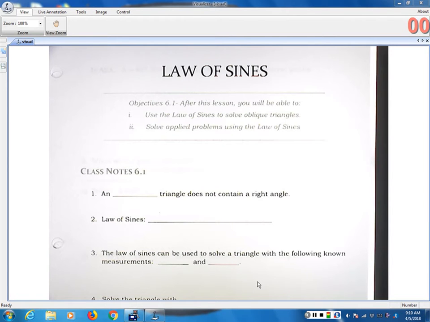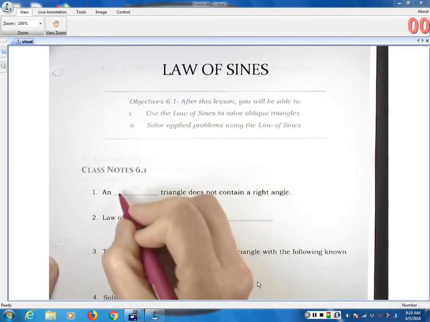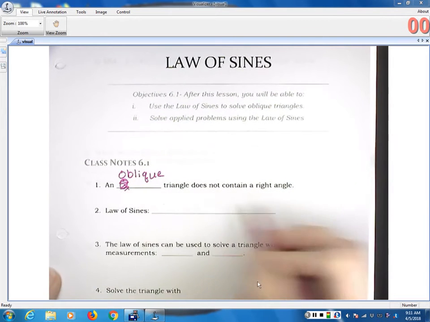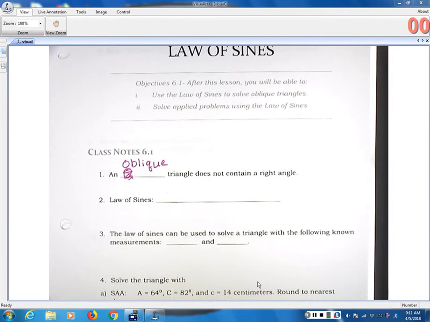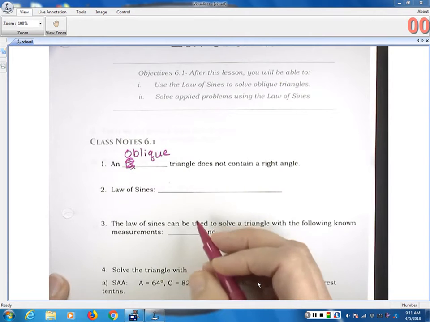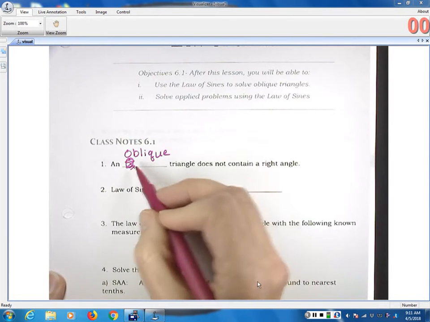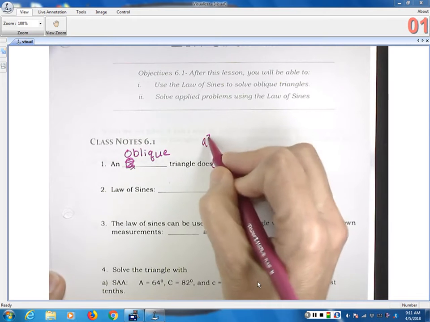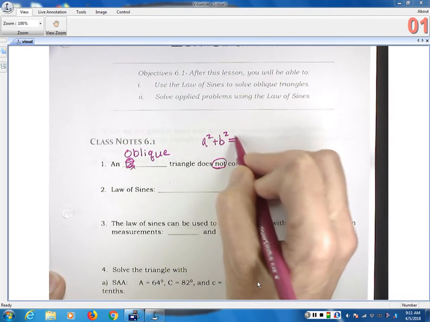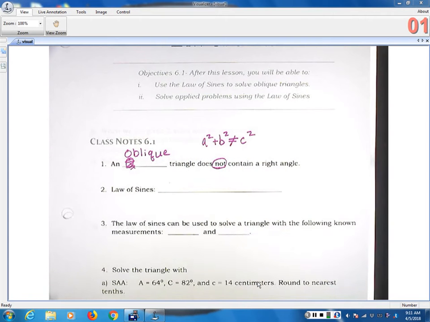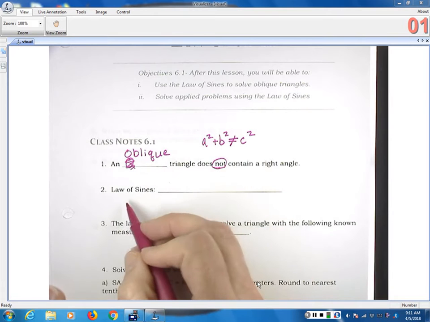So here's a definition. An oblique triangle does not contain a right angle. So an oblique triangle does not contain a right angle, so a squared plus b squared is not equal to c squared. You can't use the Pythagorean theorem. So you use instead the law of sines.